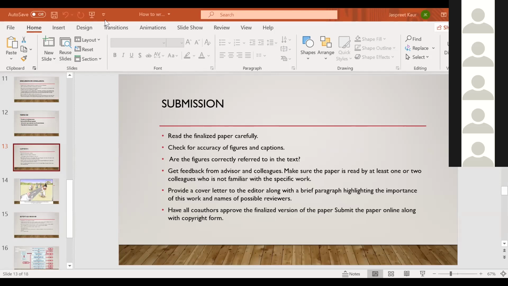Number 1. Number 2, managerial implication, I don't write myself. I go to colleagues and ask. Provide a cover letter to the editor. Provide a title page to the editor. All these things you will see very clearly when you go to the journal's website.